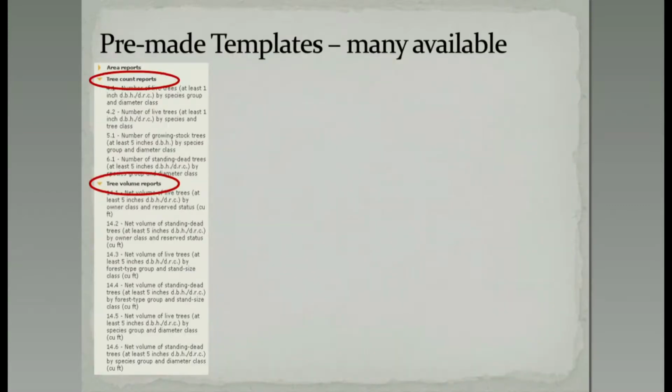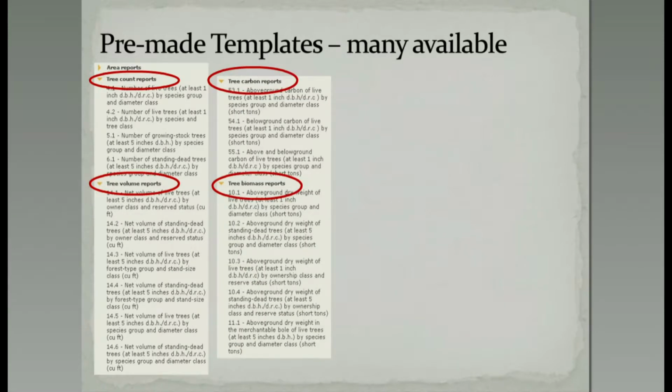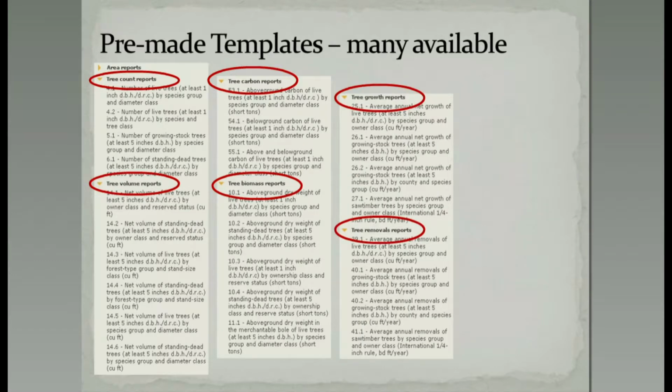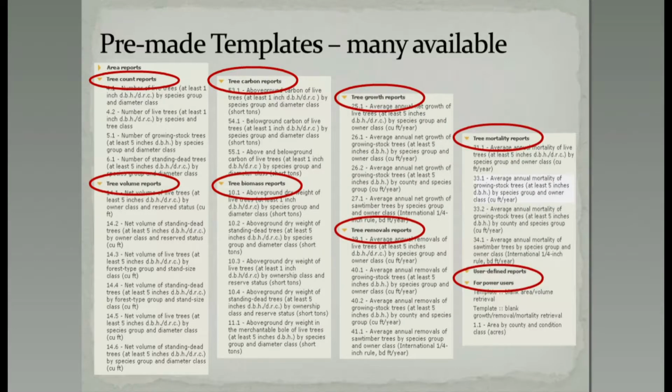And there are lots of pre-made templates. There are the tree count reports, there are tree volume reports, there are tree carbon reports, tree biomass, tree growth, tree removals, tree mortality, and at the very bottom are the user-defined reports and the power user reports. User-defined report looks empty. That's where things get saved if you use your save retrieval option at the end. And the power user is probably best to stay clear of until you're really familiar with the data.